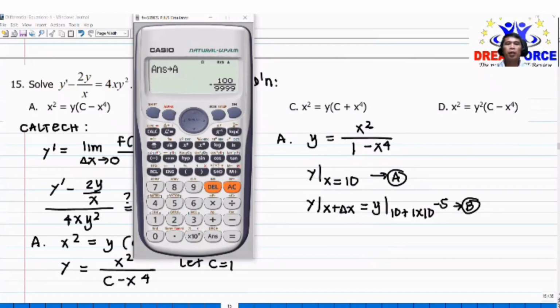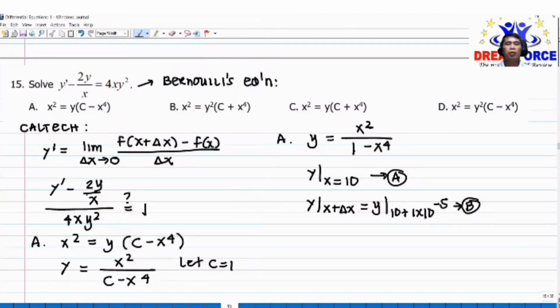So, shift store A. Then, puntahan ulit natin yung x squared all over 1 minus x to the fourth. Calculate. Ilalagay natin 10 plus 1 exponent negative 5. So, shift store B. So, yung pang-check natin, ito B, yung y prime. Ito A. Ito delta x na 1 times 10 to the negative 5.